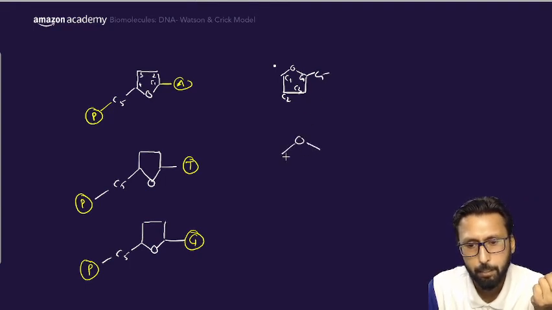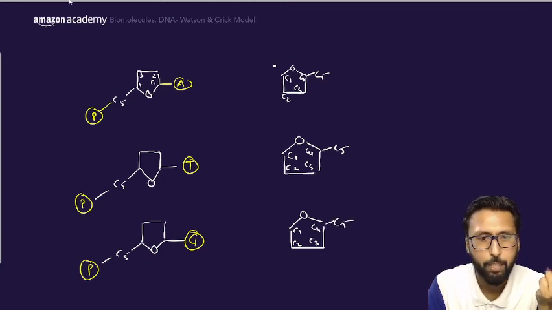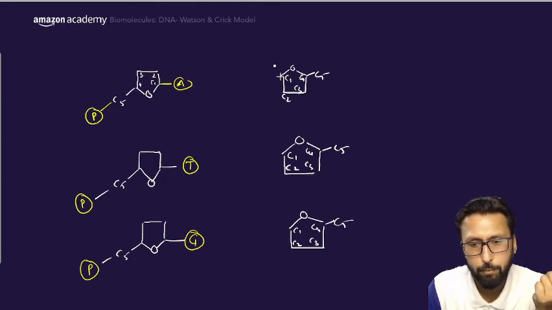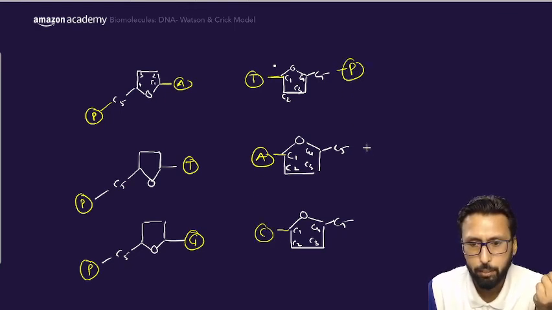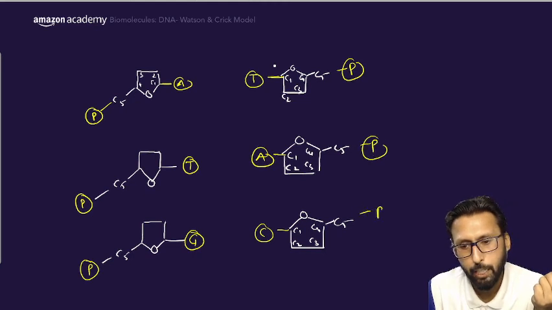Here I have C1, C2, C3, C4, and C5, and the same thing here: C1, C2, C3, C4, and C5. And the same thing here, on the 1st carbon we have the nitrogenous bases. So here I have T, here I have A, and here I have C. And phosphates are attached on the 5th carbon. So these are nucleotides.